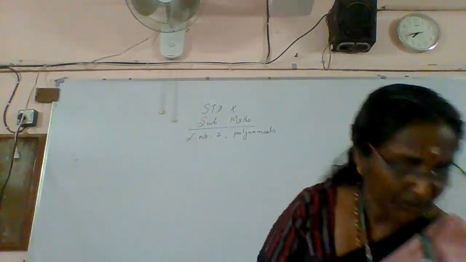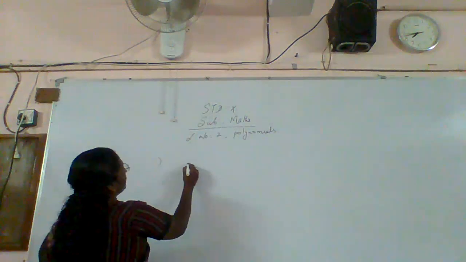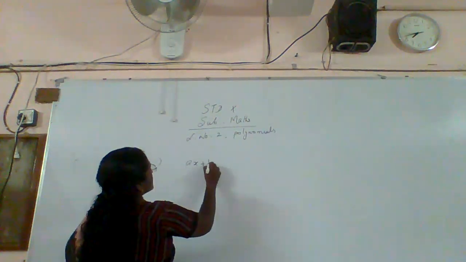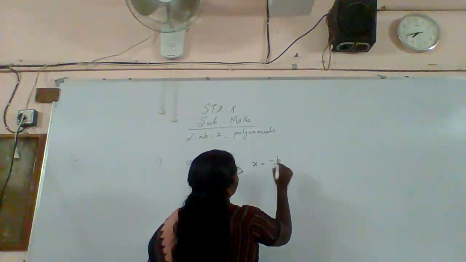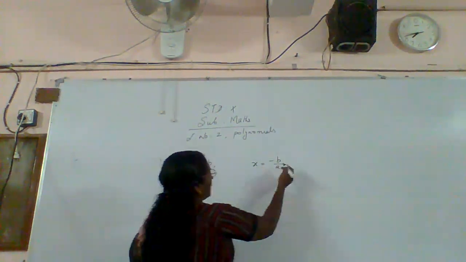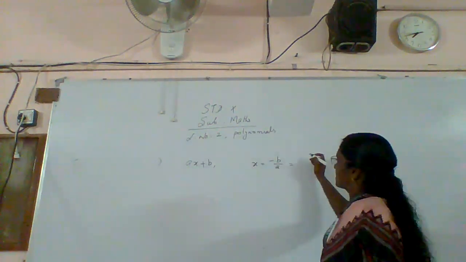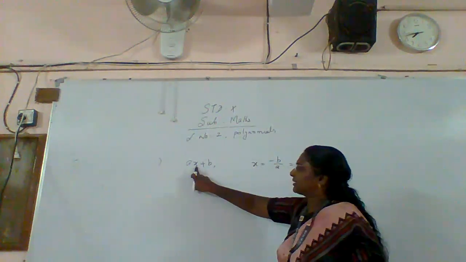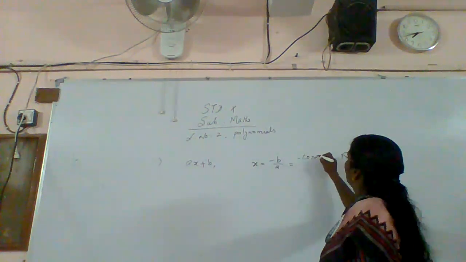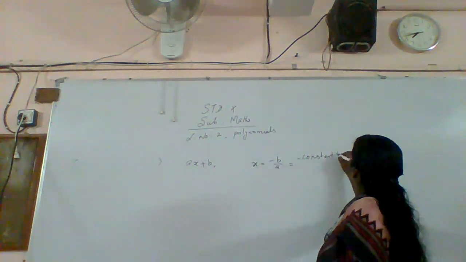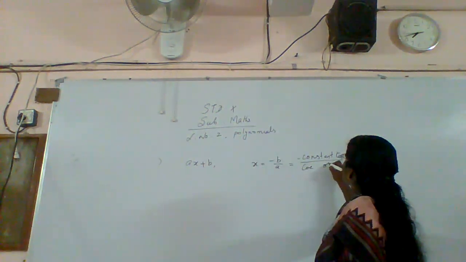Listen. The first one is the linear polynomial. In the case of the linear polynomial ax plus b, what do you get? x is equal to minus b by a. x means the zero of the polynomial. Remember the first term is x, then from the next term onwards. So minus b by a means minus the constant term divided by the coefficient of x.